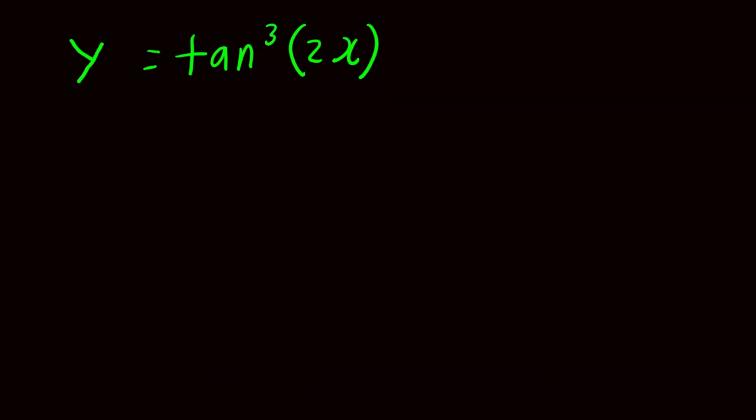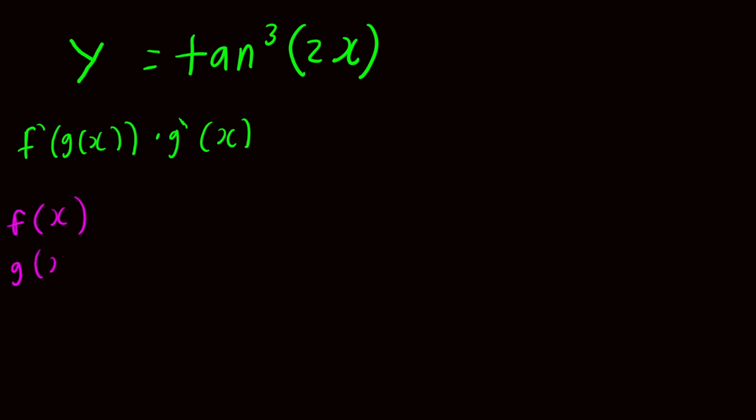Now, this last problem is probably one of the hardest you'll see regarding chain rule for now. So let's walk through this one a little bit slower. So, again, use our recipe. f prime of g of x times g prime of x. I know it's annoying to always write it out, but I promise it makes things a lot easier. You're less likely to make mistakes. So f of x, g of x. Well, g of x is the inner function, so 2x.